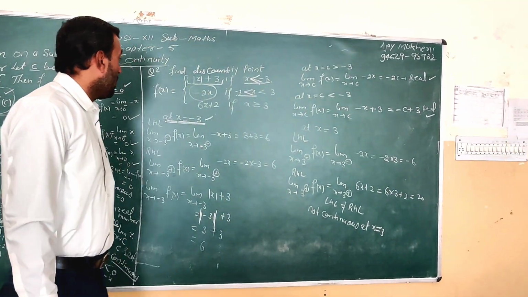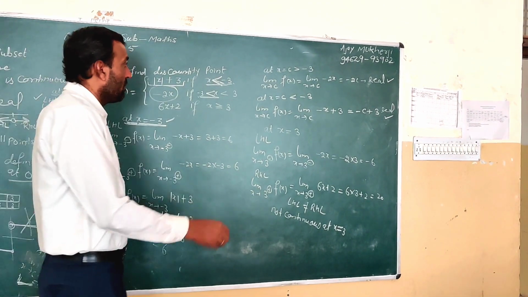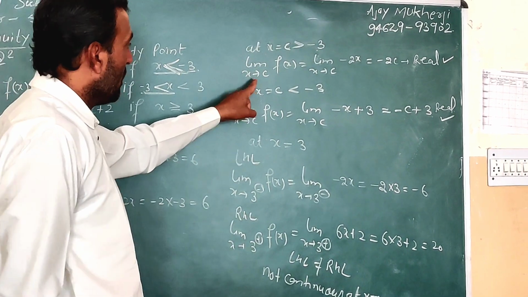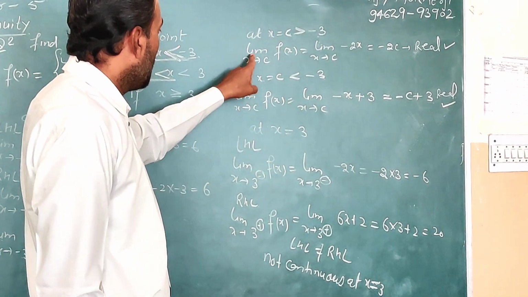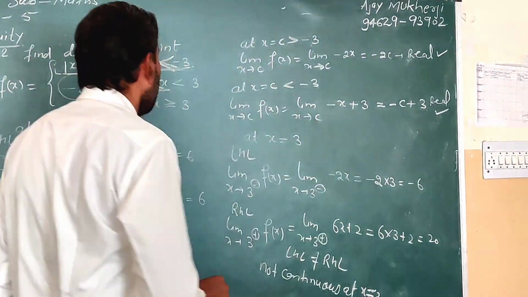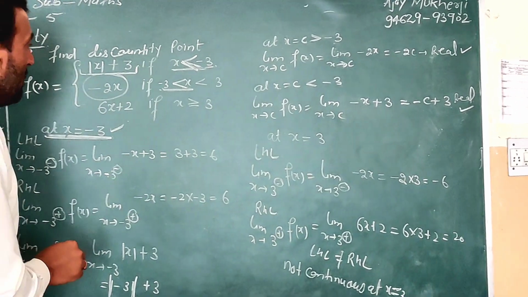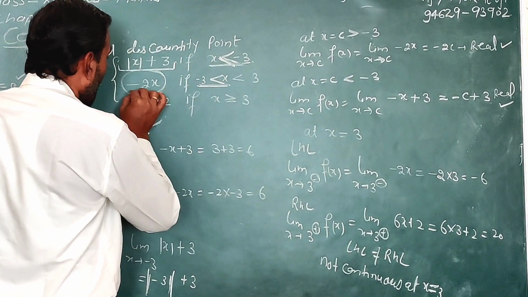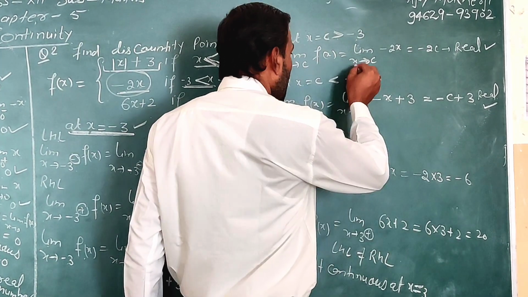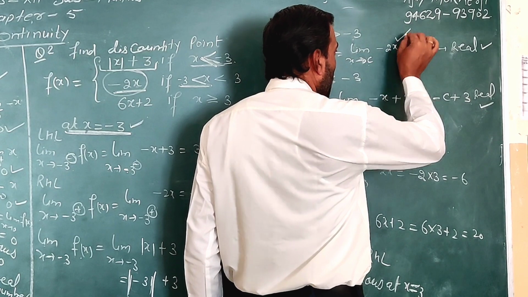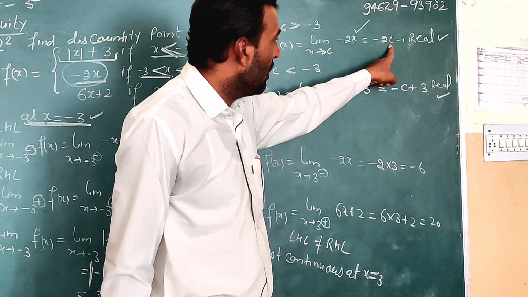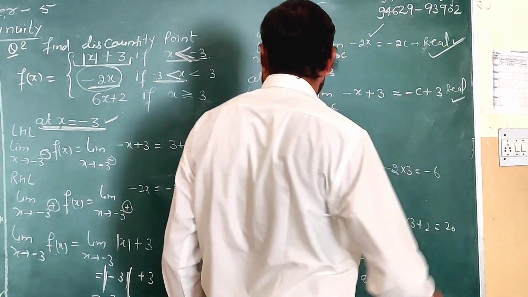So directly I am putting here modulus x. Now two more cases are discussed about x equal to minus 3. Here I am taking x equal to c greater than minus 3. For this, limit x tending to c, c is a real number, of f(x). On this side x is greater than minus 3, so we take the value minus 2x. Here it is replaced by minus 2x, and x is replaced by c, so the answer is minus 2c. This answer is real, so the function is continuous.